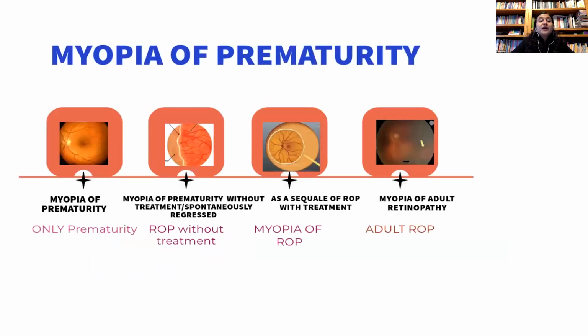So myopia of prematurity can be broadly divided, just for understanding, as myopia of prematurity where only prematurity is responsible, then myopia of prematurity without treatment, or in cases where there is spontaneously regressed ROP without treatment, then myopia of ROP which results because of sequelae of ROP with treatment, and myopia of adult retinopathy, which is known as adult ROP.